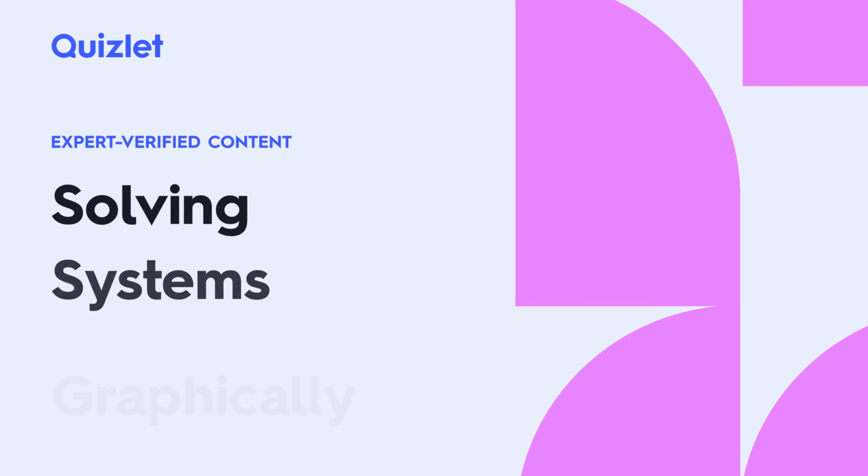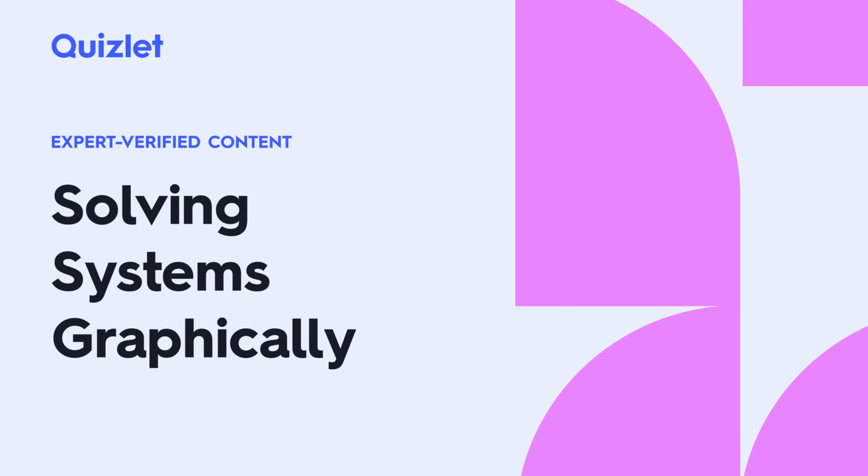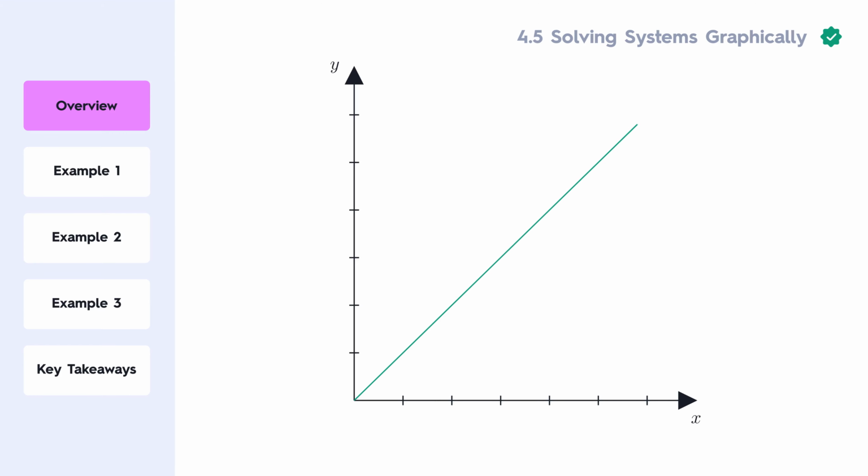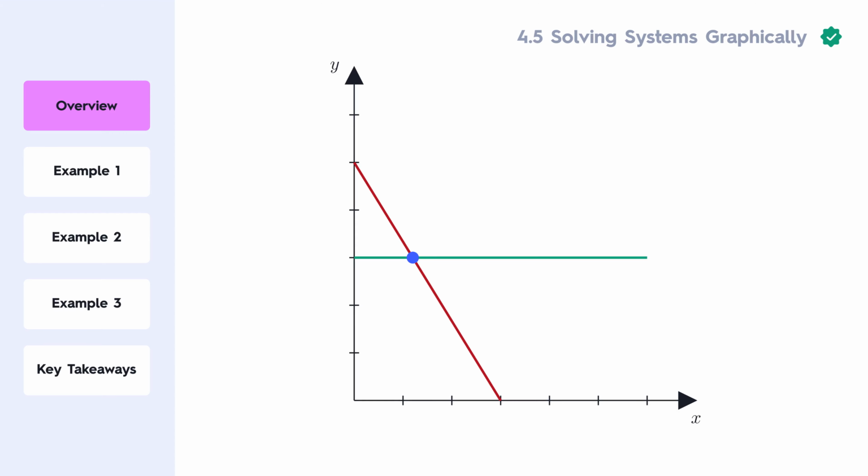Today, we're going to cover solving systems of equations by using graphs. In this lesson, we'll learn how to plot two linear equations on the same graph, find their intersection, and use it as the solution to the system. By the end of this video, you'll feel confident in using graphs to solve any system of equations by locating their intersection point. So let's get started.